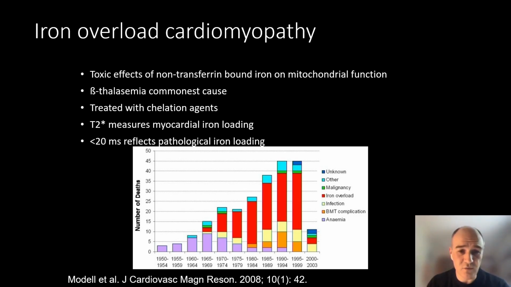And this bar chart, I think, is quite extraordinary. It demonstrates those people who were dying associated with iron overload cardiomyopathy from the 1950s up to the 2000s, and you can see that the largest proportion of deaths between 1995 and 1999 was because of iron overload itself. Whereas following the introduction of cardiac MRI, identification of those patients who were beginning to store iron in their myocardium and then starting them on appropriate chelation agents has resulted in a significant reduction in the volume of heart failure deaths within these patients.